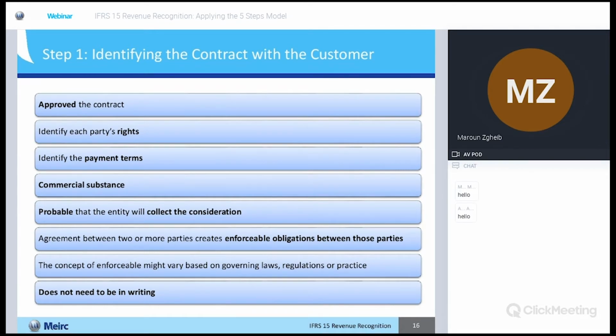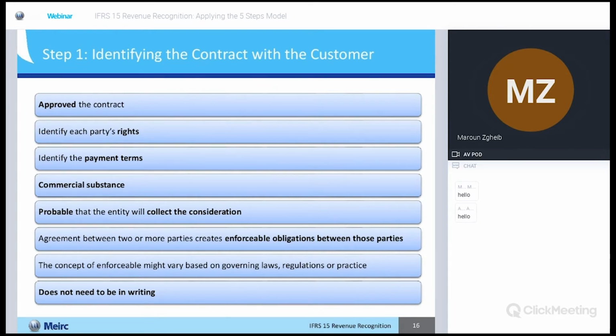Once I have a friend who came to me and they asked me, Maroon, I have this contract with the customer. I've been dealing with this customer for the past 3 years. We've been selling them goods and services, and they were paying for us, but we don't have any contract. Can we say that IFRS 15 applies? And my answer was certainly yes. IFRS 15 applies in this case, because regardless if the contract is in writing or is not in writing, we can apply IFRS 15.